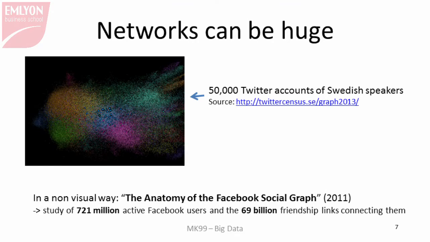And finally, the networks we've seen so far involved just a couple of dozen entities, but there is no limit. You can have networks that are actually huge. This one was created by somebody who recorded every Swedish speaker he could find on Twitter, and he created a map of these persons, or at least 50,000 of them, that you can see there.